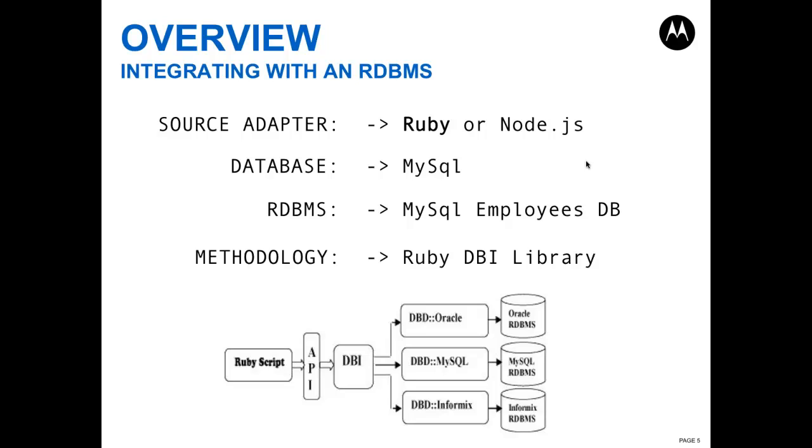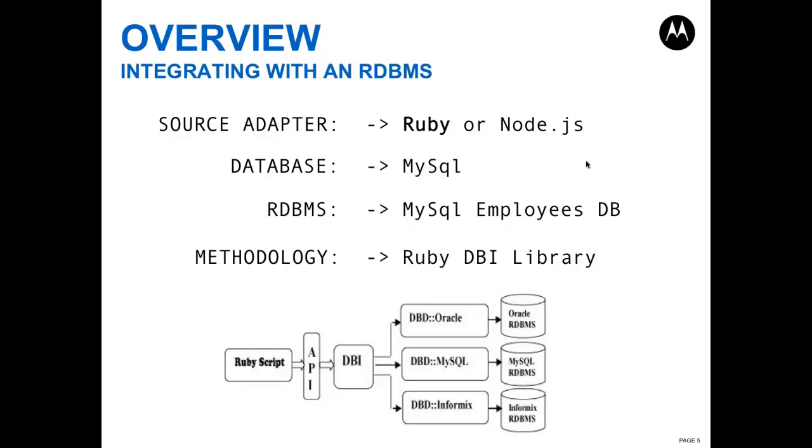I have these two bullet items mixed up. Database should read the MySQL employees database, and RDMS should say MySQL. But the database that we're going to be using is just a standard sample database from MySQL called the employees database. It's a fairly sizable database. I think there's about 300,000 records or so in it. But we'll take a look at that in a little bit.